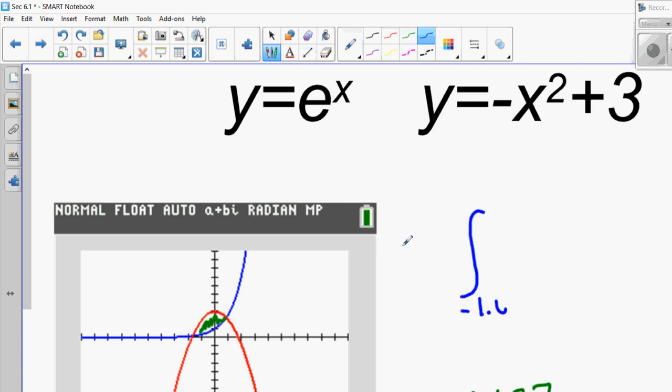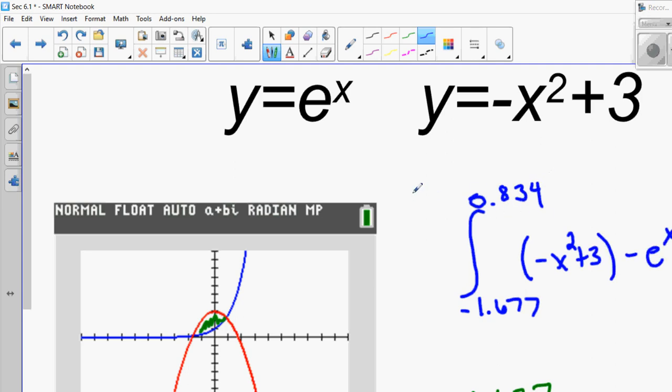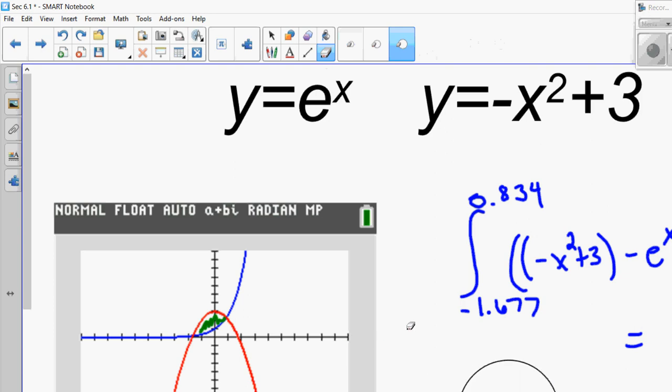So the integral from 1.677 to positive 0.834, my negative x squared plus 3 is first, minus e to the x dx. Now, I could just type that exact thing into my calculator, but let's show a little trick that I can use to make this go a little bit quicker and a little bit easier.